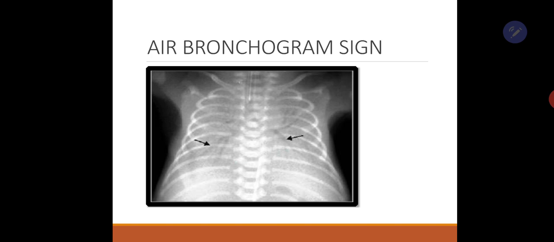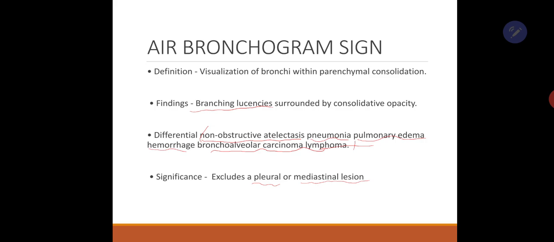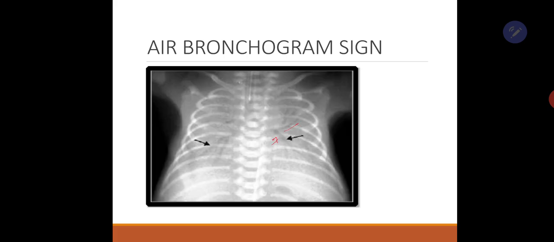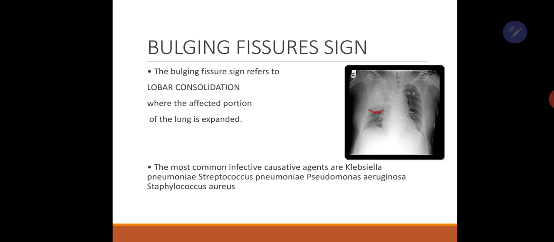If you can just observe here in this image, you can see a lucency, branching lucencies. See, this is branching. This is the lucency. You see, arrowhead is pointed to a lucency, and it is surrounded by opacity. So this is the air bronchogram sign, and if you see an air bronchogram sign on a chest X-ray, what are the differentials you should think about? These include non-obstructive atelectasis, pneumonia, pulmonary edema, hemorrhage, bronchoalveolar carcinoma, and lymphoma. So I hope air bronchogram sign is clear to you.